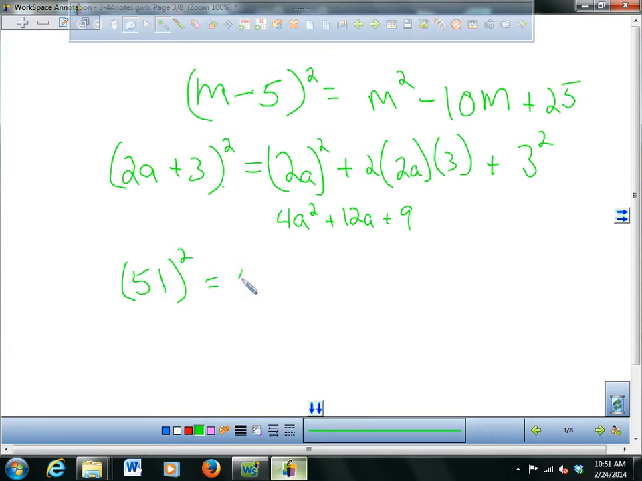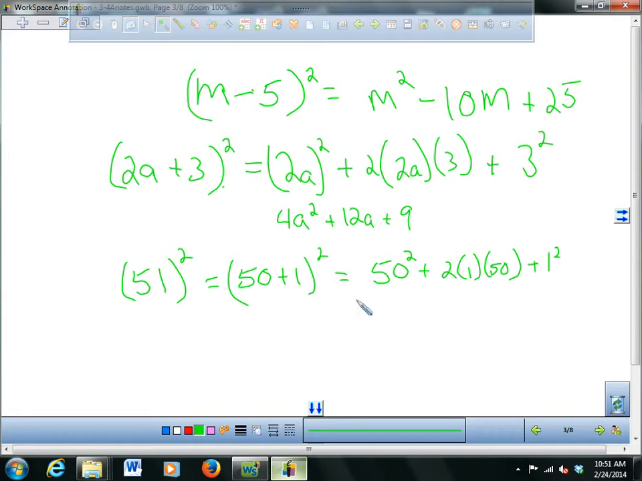Exactly. So this is 50 plus 1, squared. I can think of this as 50 squared plus 2 times 1 times 50, plus 1 squared. Using that formula I just gave you.